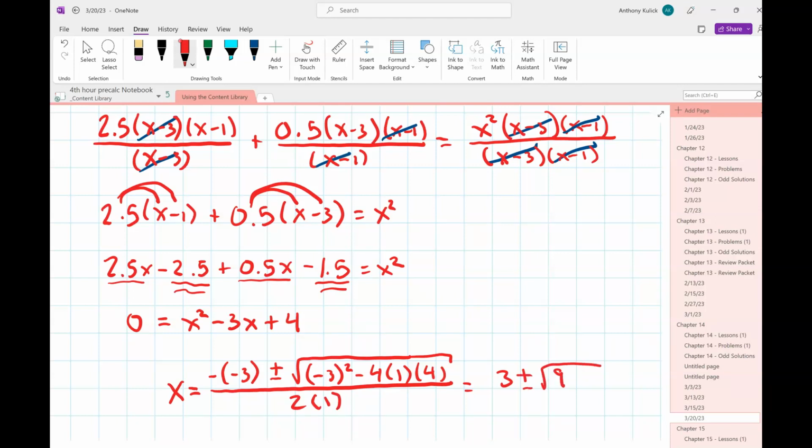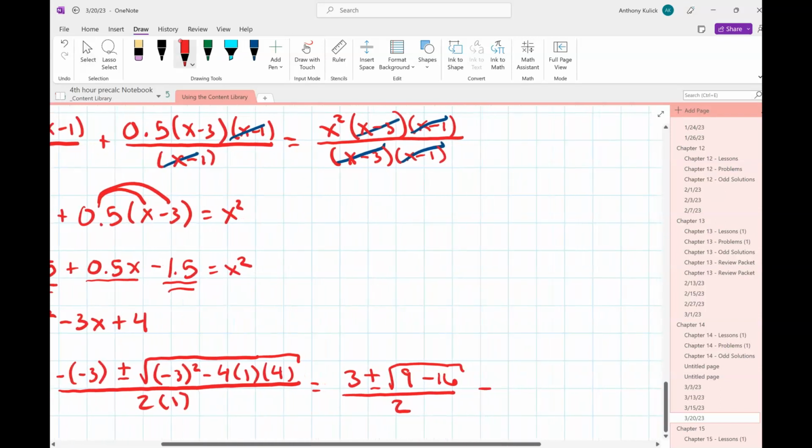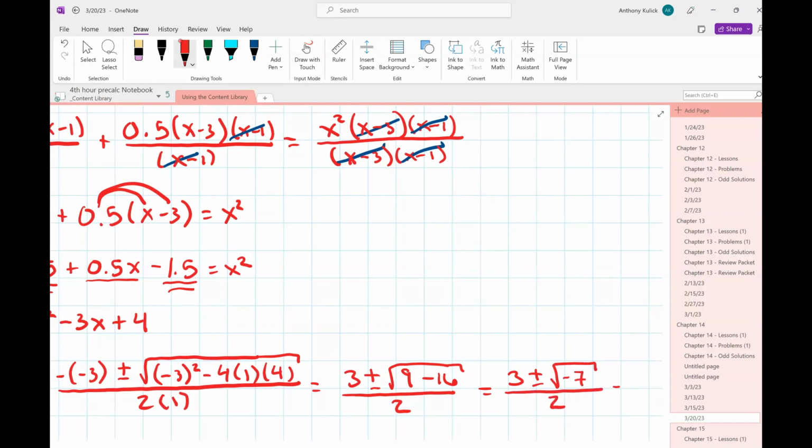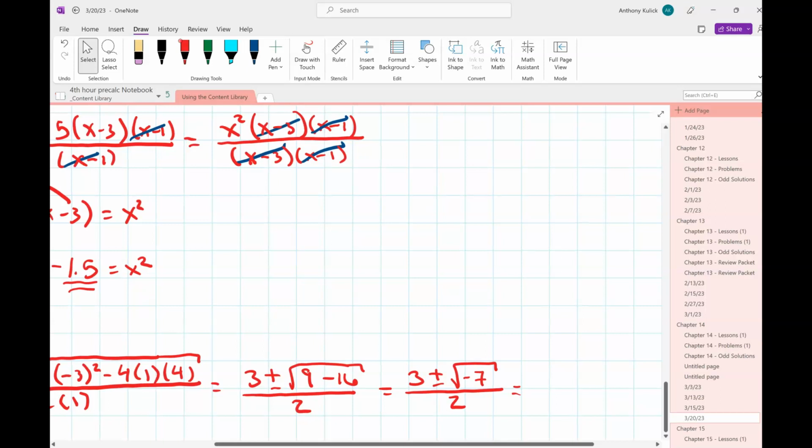So negative 3 squared is 9. 4 times 1 times 4 is 16. 9 minus 16 is negative 7. And what's the square root of negative 7? Well, it's i square root 7, yes. Yeah, the point was we needed the i in there.